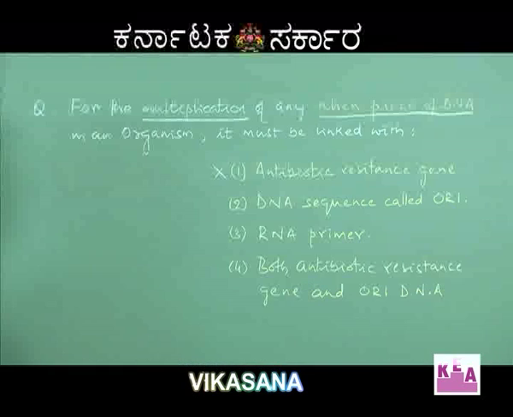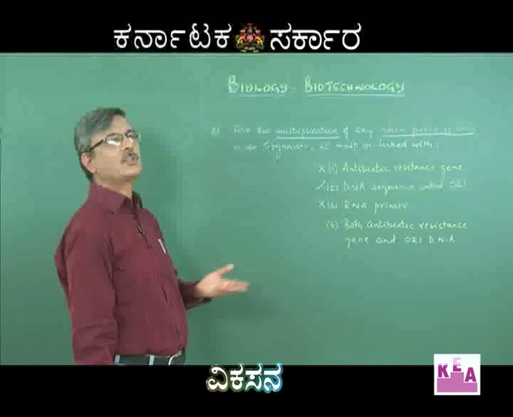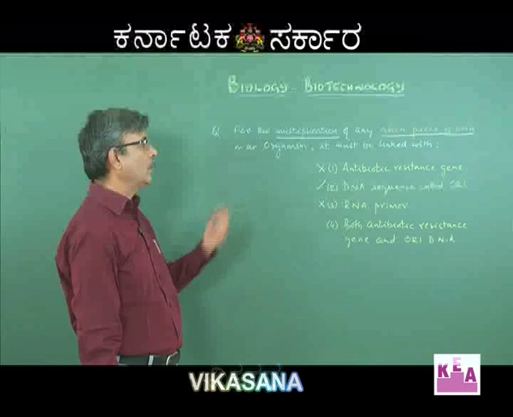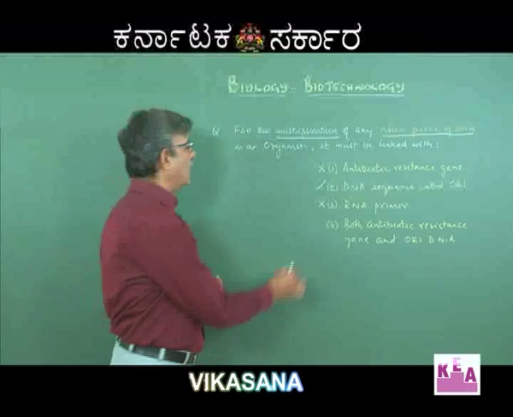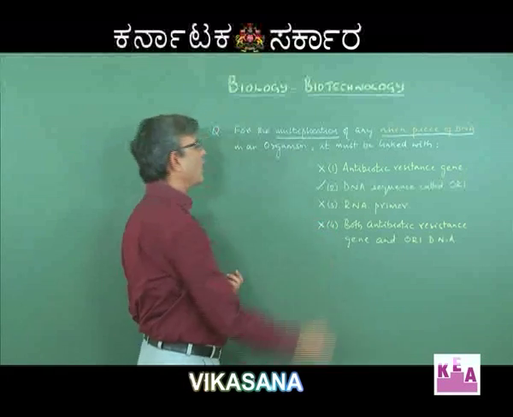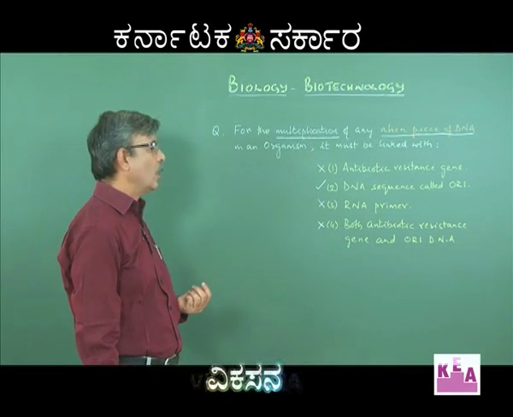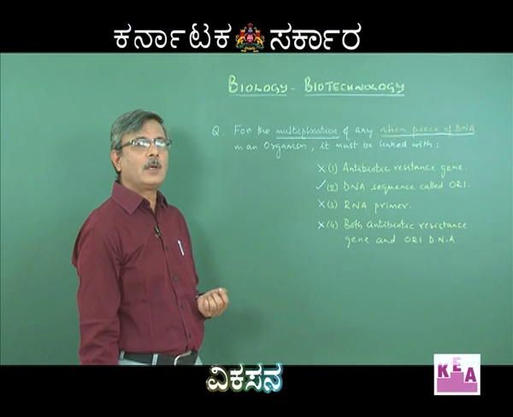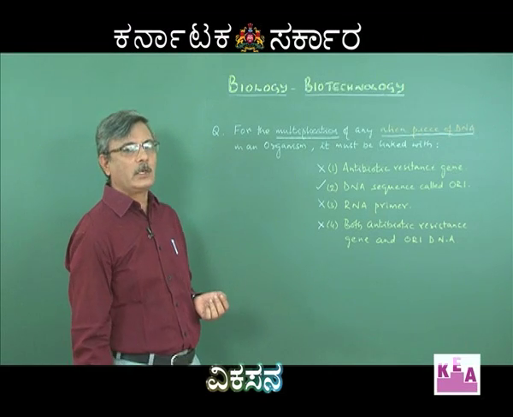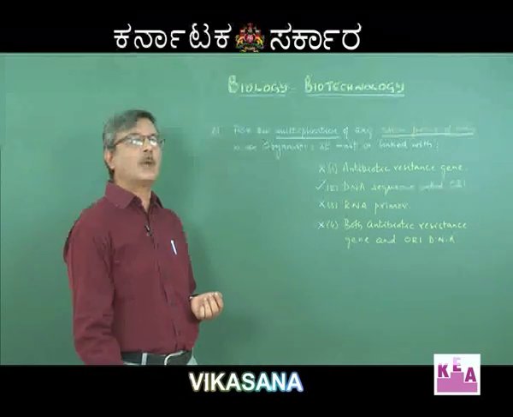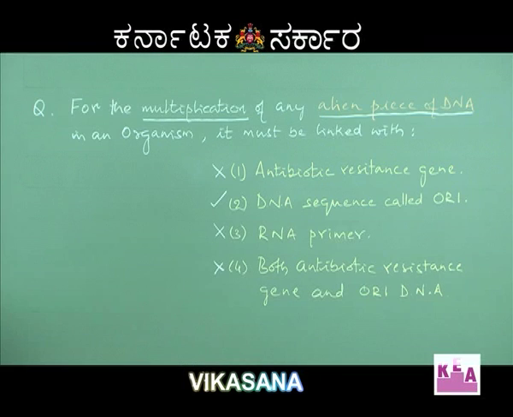Both antibiotic resistance gene and ORI DNA. As already we know, antibiotic resistance gene is not the one required for multiplication of alien piece of DNA, thereby even this is not our option. So the answer is option 2. Please remember, carefully we have to look into it. After going through all the 4 options, we should know which has to be marked as the correct answer.